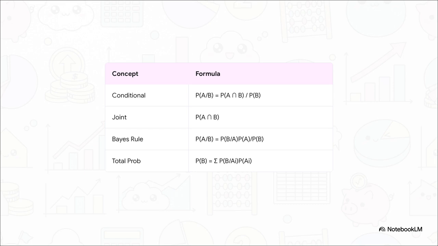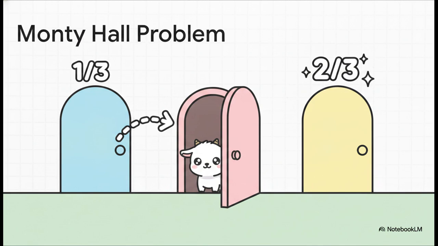We've got conditional probability, joint probability, the law of total probability, and the legendary Bayes rule. Now, I know these formulas look incredibly dense, but let's ground them in reality. Bayes' rule is simply the mathematical process of updating our beliefs based on new evidence. It's basically just asking, okay, now that event B has happened, how does that actually change the probability of event A? To show you just how counterintuitive and powerful this is, let's look at the famous Monty Hall problem.